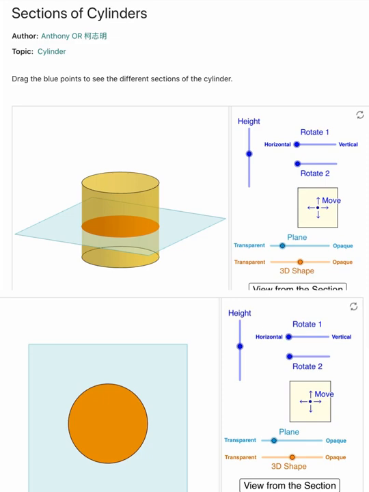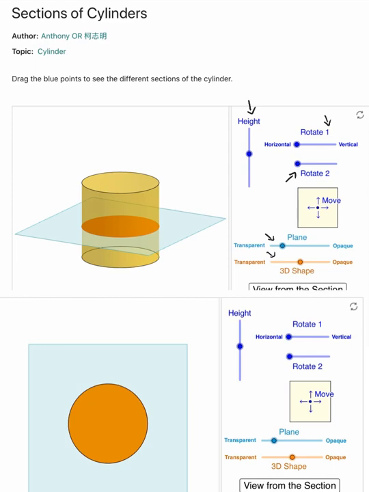So here I have a cylinder. I'm looking at the cross sections of a cylinder. The way that this app works in GeoGebra, you can move the circle up or down. You can move it so that you're rotating it horizontally to vertically. Vertical will make it go straight up and down. Right now it's horizontal. And then this rotation will rotate it around in a circle. You can change the transparency of your plane, and you can change the transparency of your 3D shape.